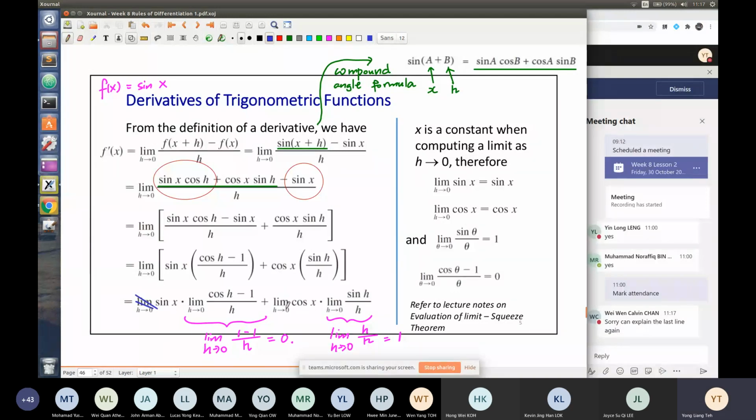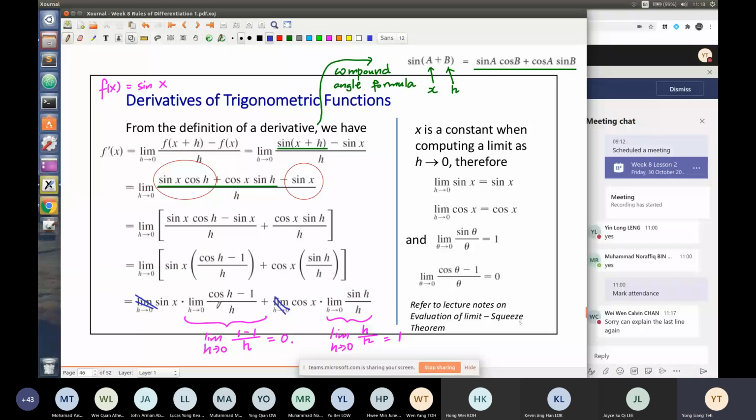The same thing occurs here. The limit of cosine x as h goes to 0: there's no h in cosine x here. So why do you even need this h going to 0? You can practically just remove that. Now you have to evaluate these two limits here.